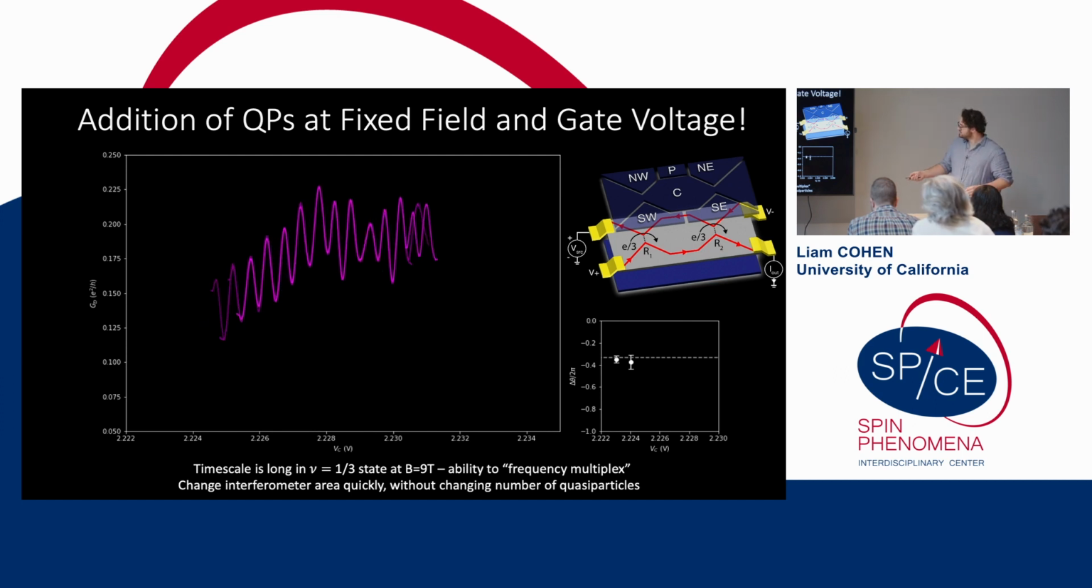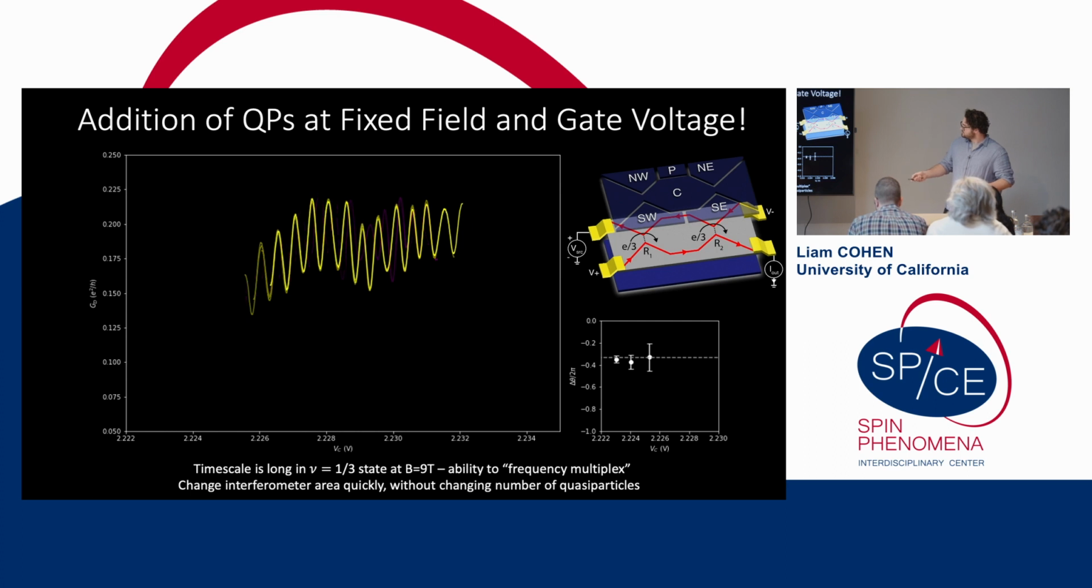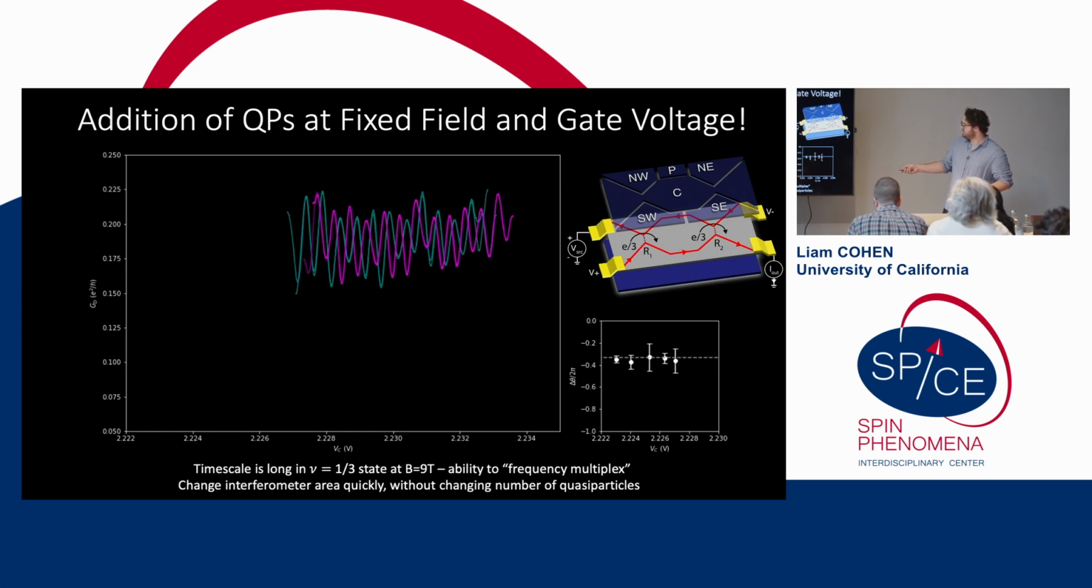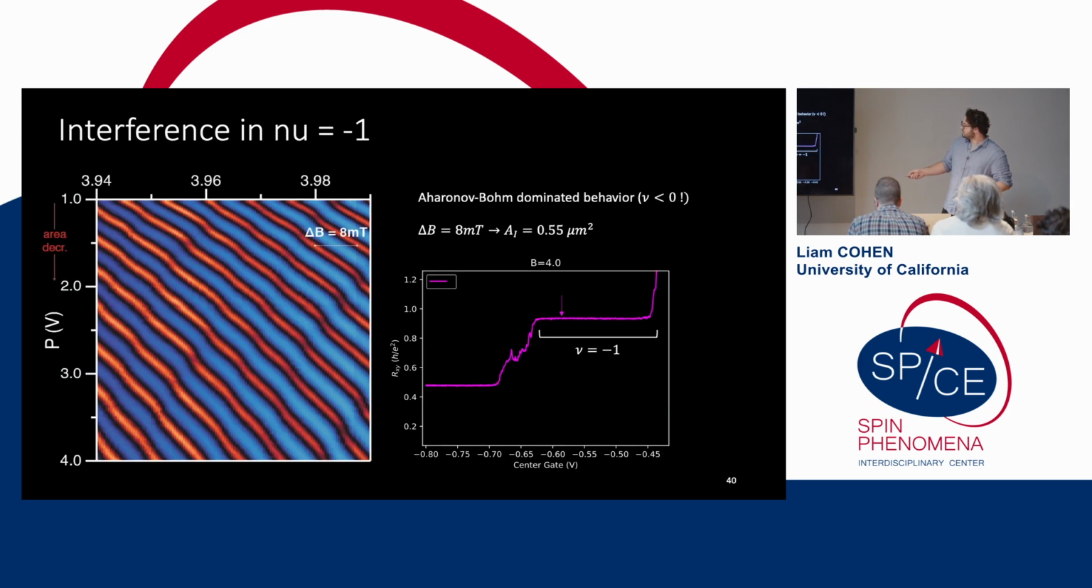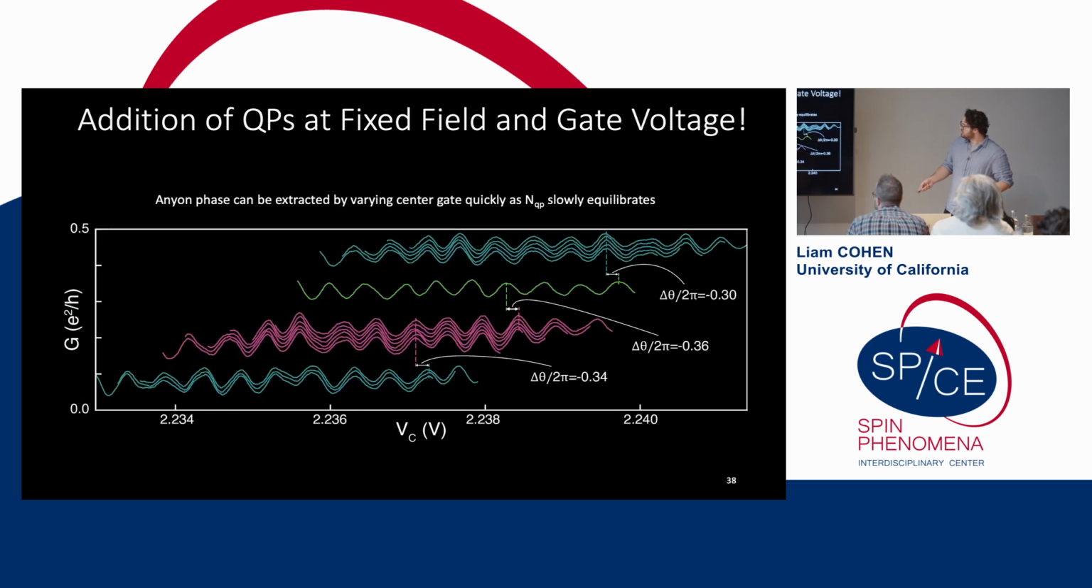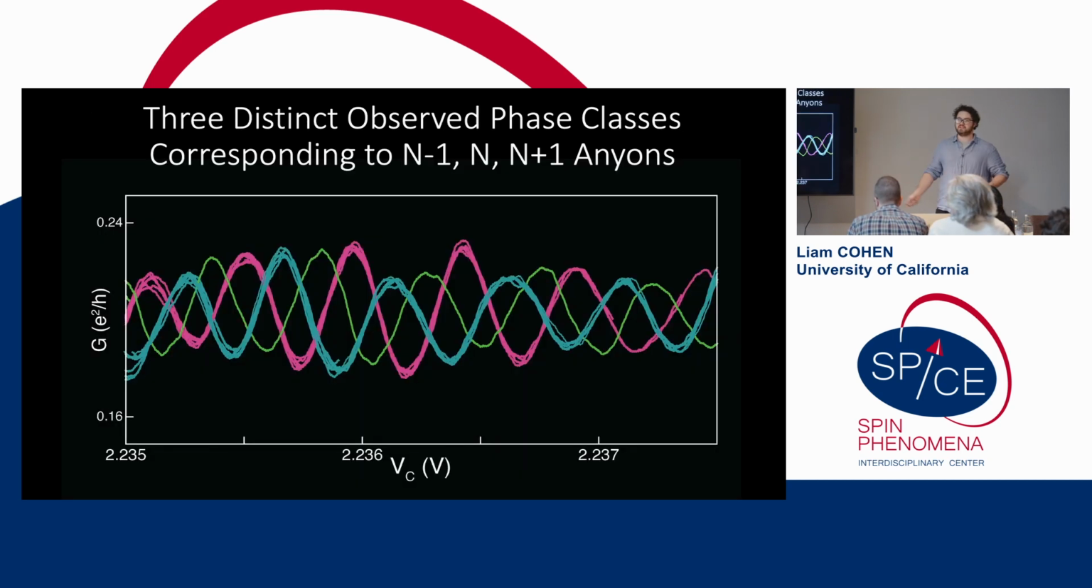And you can repeat this. And we can just measure the phase each time. And then we can plot the phase for each one. What this allows us to do is look at these 3 distinct phase classes. So again, in the same range of center gate, we can see all 3 phase classes associated with adding n-1, n, and n+1 anions into the interferometer without changing the magnetic field or the gate voltage range.